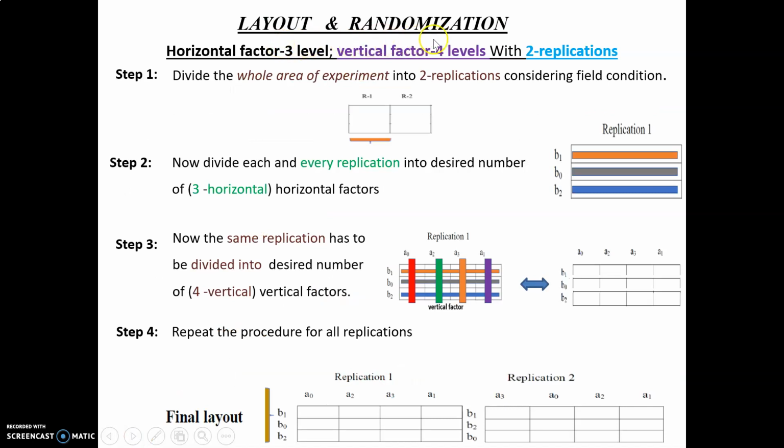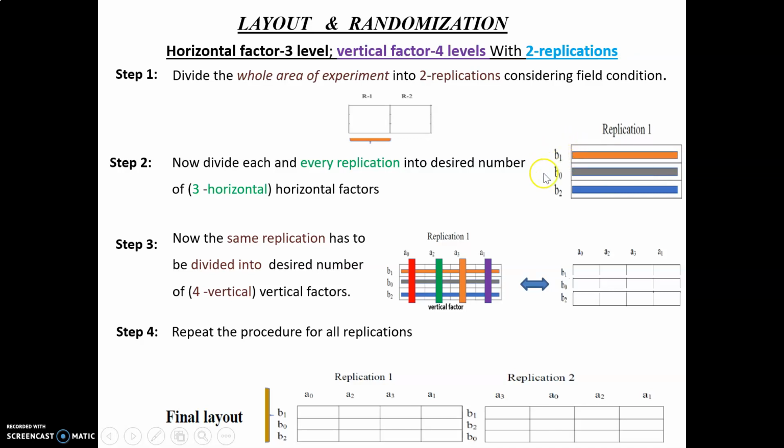Let us know the layout and randomization of strip plot design by using an example of 3 levels of horizontal factor, 4 levels of vertical factor with 2 replications. In step 1 of the layout, we have to divide the whole experimental unit into 2 replications, that is replication 1 and replication 2. Afterwards, we have to divide replication 1 into 3 plots because our horizontal factor has 3 levels.